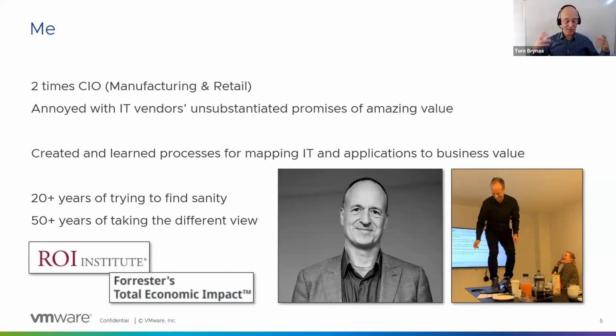So I created the process, and then I joined the ROI Institute, and I got some models approved by Forrester. They have this thing they call total economic impact. So maybe my methods are good. I've been doing this for 20 plus years, trying to find sanity. And as you can see on the picture in the lower right corner, I'm standing on the table while I'm talking to people. I sometimes do that. I usually make the people stand on the tables because it helps you get a different perspective, and we all need that.